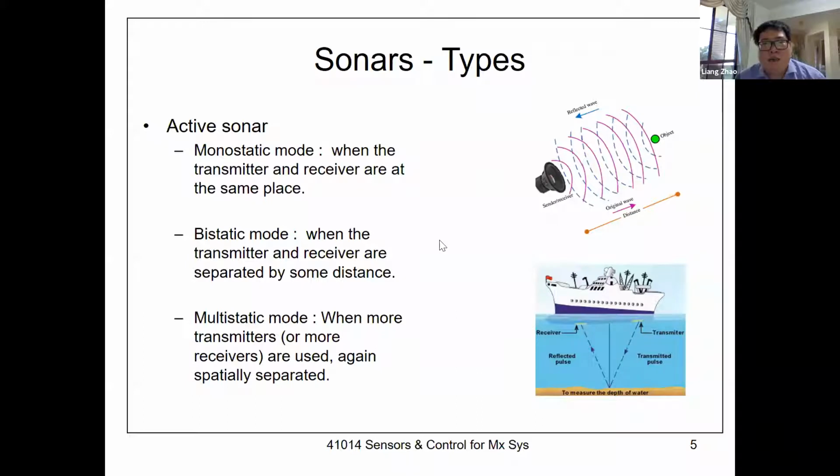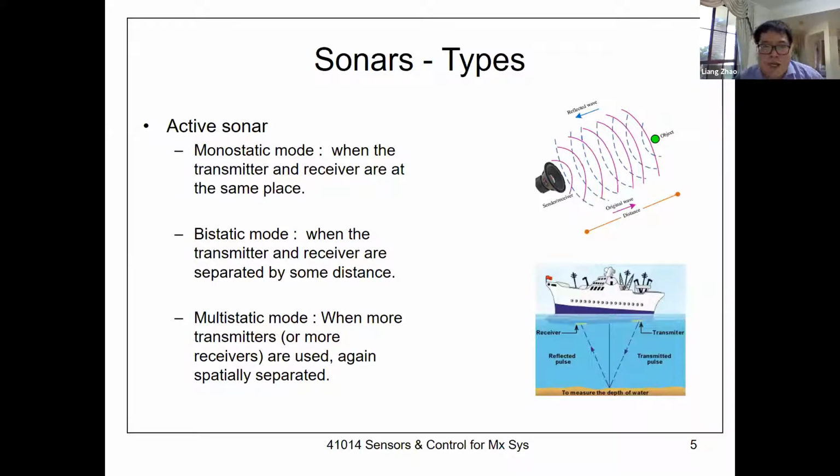So one mode, we call it monostatic mode, which means the transmitter is the one to generate the sound, and the receiver is receiving the echo, receiving the sound back. So the transmitter and the receiver are at the same place. So that is the monostatic mode.